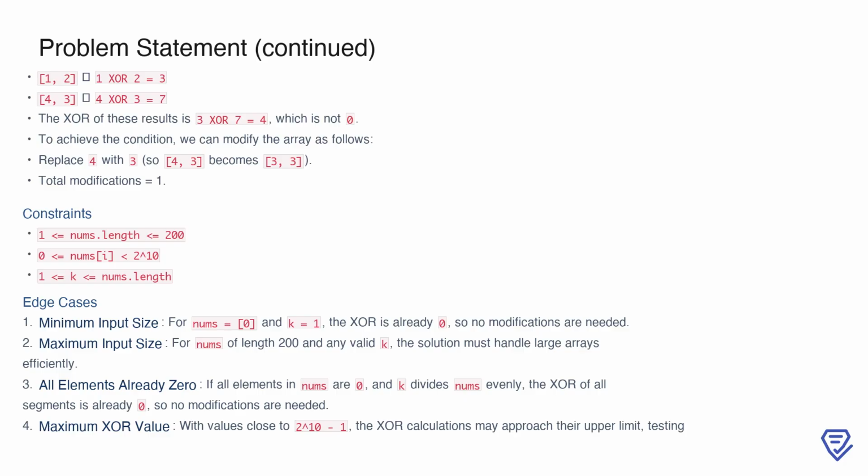Since this is not 0, we need to modify the array. To satisfy the condition, we replace the value 4 in the second segment with 3, resulting in the segment 3, 3. This ensures that the XOR of the second segment is now 3 XOR 3, which equals 0. With this change, the XOR of both segments becomes 0, and the total number of modifications is 1.